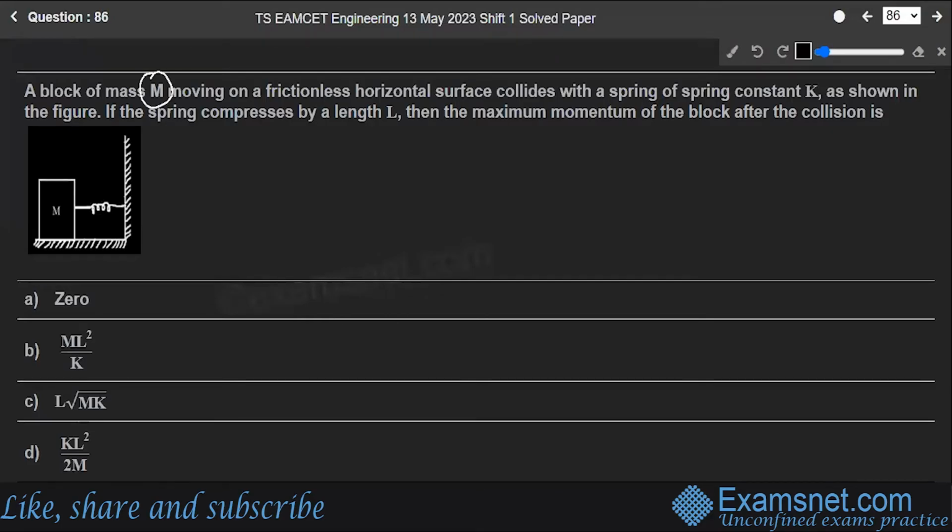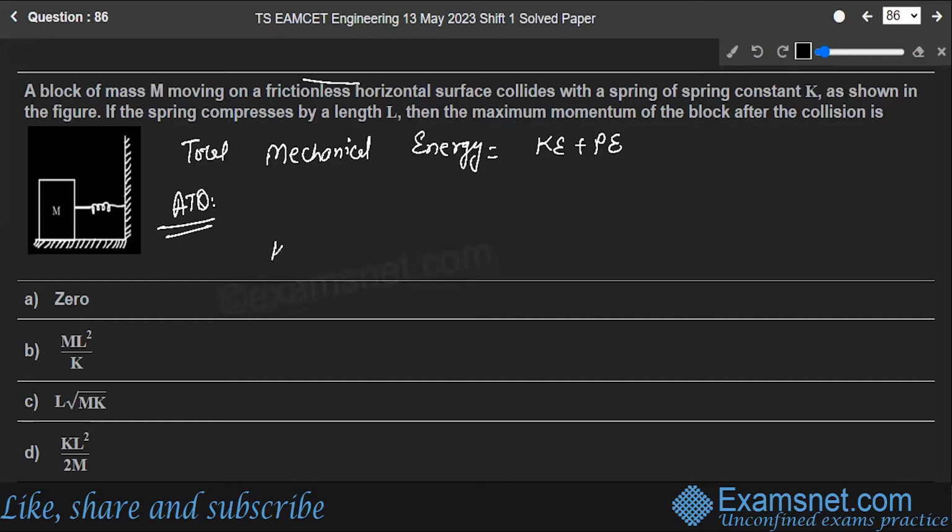Question 86. A block of mass m moving on a frictionless horizontal surface collides with a spring of constant K, as shown in the figure. If the spring compresses by the length L, then the maximum momentum of the block after the collision is. You know that the total mechanical energy is given by the kinetic and the potential energy. Now, according to the question, the total mechanical energy of the whole system is conserved after the collision because it's a frictionless horizontal surface. Therefore, total mechanical energy before the collision and after the collision is equal.